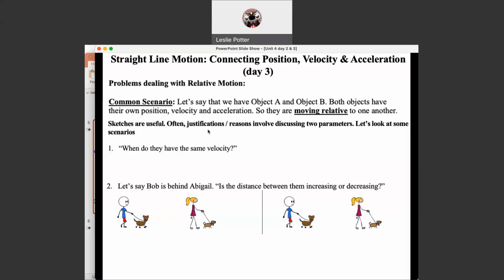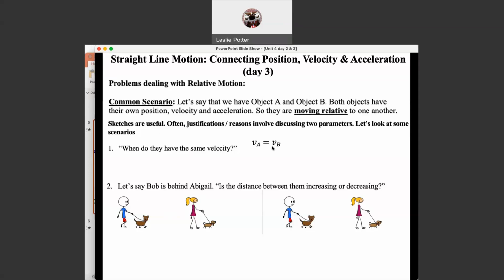Okay, and this is where sketches are often useful, and often justifications and reasons involve discussing two parameters because two things are moving. So let's look at some possible scenarios here of relative motion. A really common question is, when do the two objects have the same velocity? We know same velocity means their velocity values match, not only their magnitudes, but their directions.